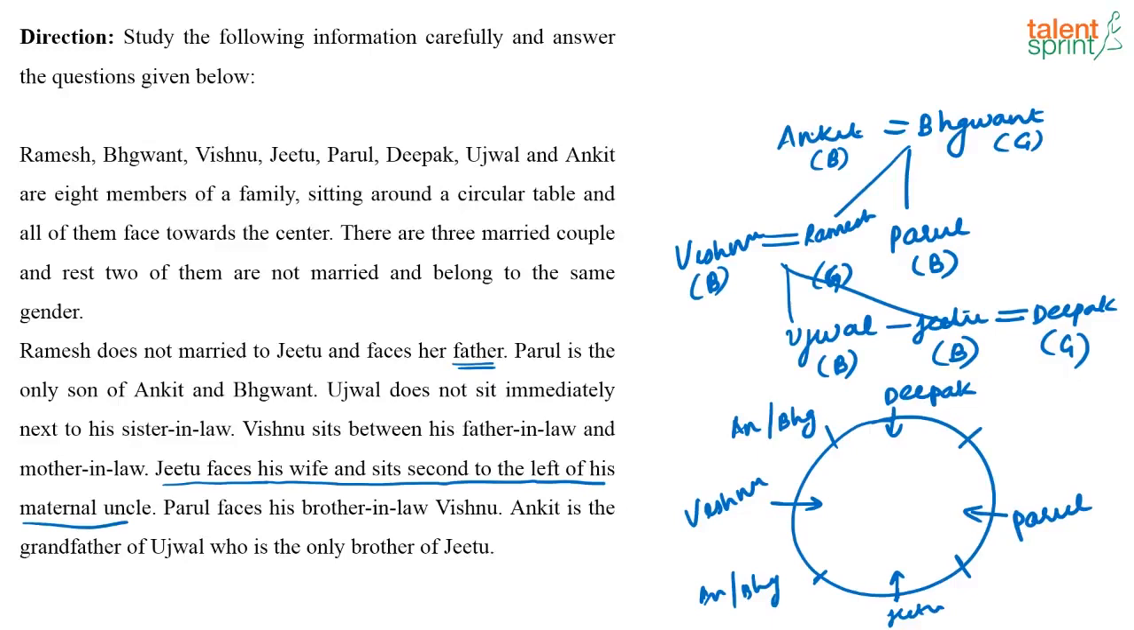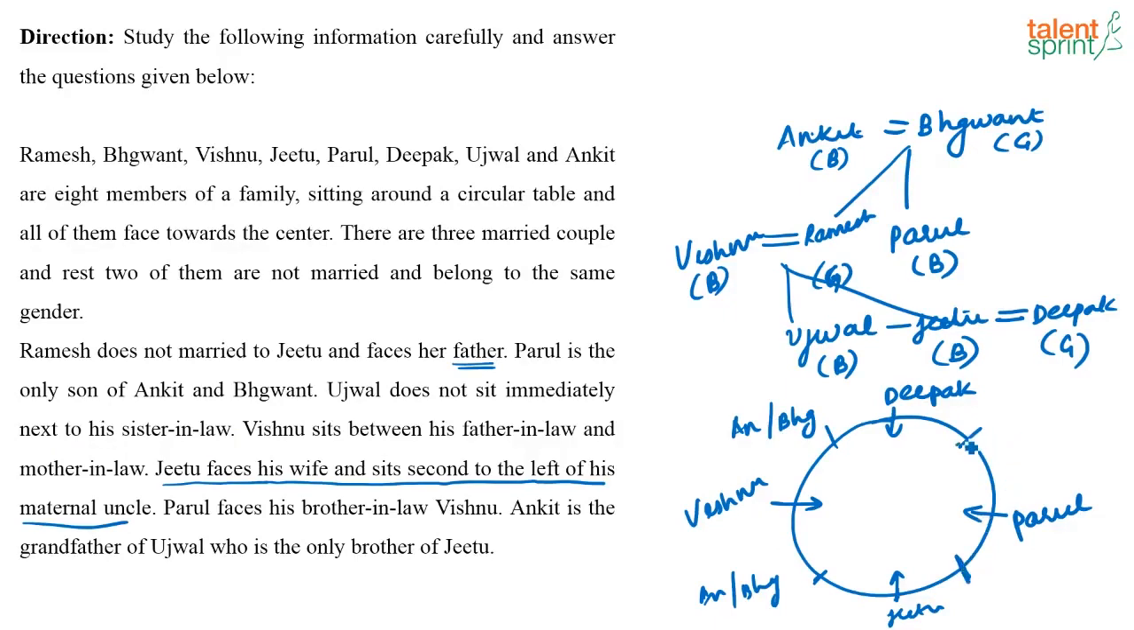Then, Ramesh faces her father. Accordingly, whichever one is Ankit, opposite to that will be Ramesh. Then what else is given? Ujjwal does not sit immediately next to his sister-in-law. I know this is Ankit or Bhagwant. These two places are filled with Ankit and Bhagwant. We don't know which is where. Let us wait for that.